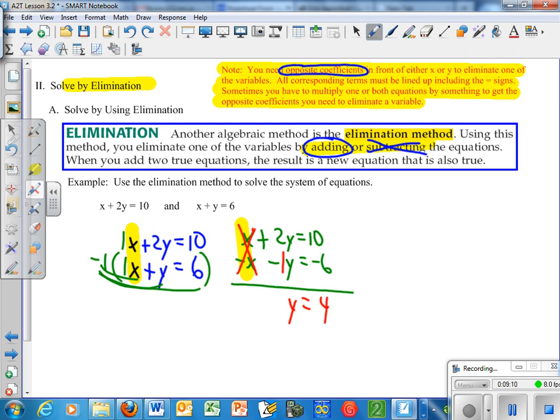Now, many times you don't end up with 1 in front of your variable there, and you'd have one extra step here of dividing. But in this case, we have a 1 in front. So y is equal to 4. We have just found y.